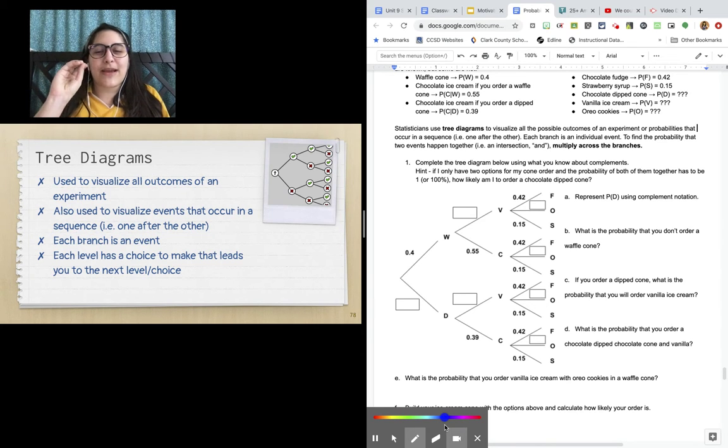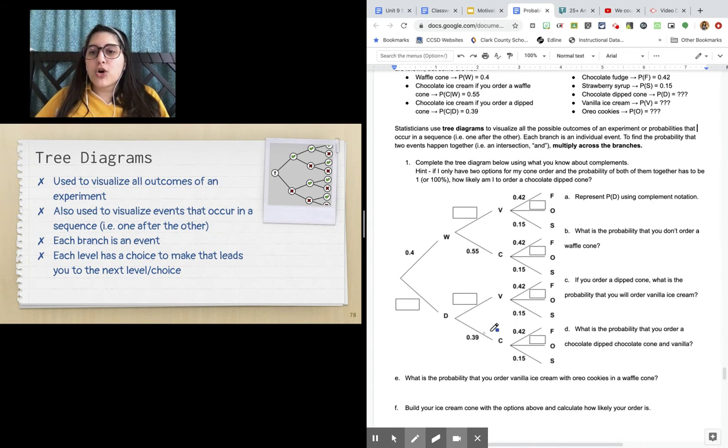So we're going to make an ice cream choice, or rather we're going to make a cone choice, and then an ice cream choice, and then a topping choice. Okay, so we are going to make those choices one after the other. So a tree diagram is perfect here.